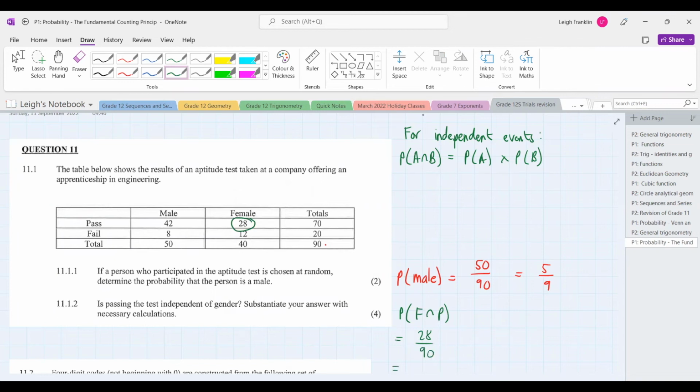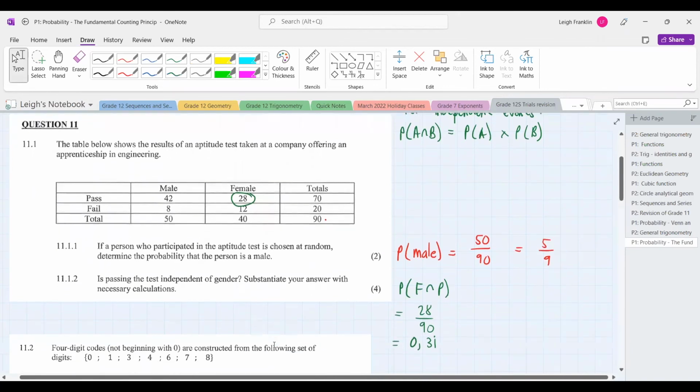Now, you can leave it as a fraction if you want to, but a good way to do this is to write it as a decimal, and I'm going to explain just now why that can be helpful in certain situations. As a decimal, this gives us 0,31 recurring. Now we want to consider the right-hand side of the equation separately: the probability of being female multiplied by the probability of passing.